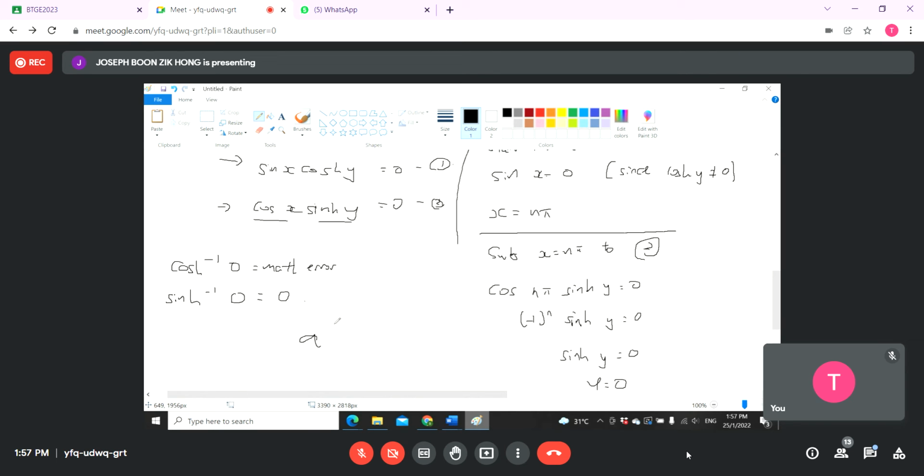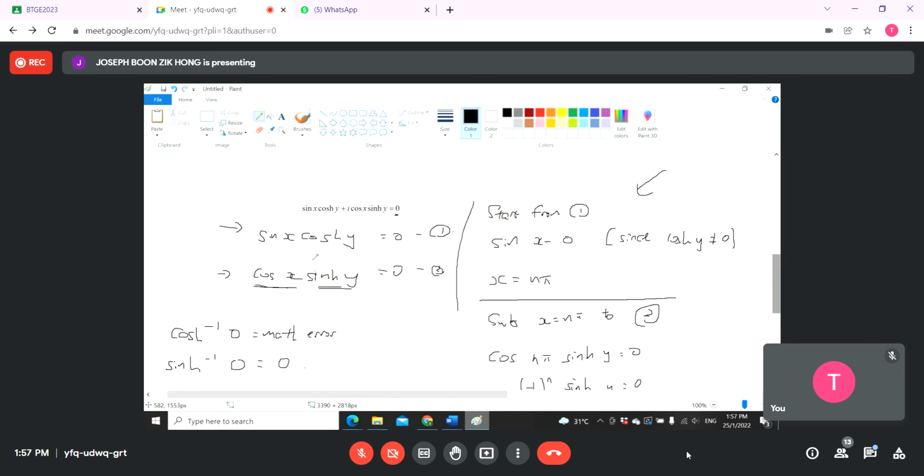AB equal to 0 means either A is 0, B is 0, or both are 0. So I don't know which case it is. I cannot start with 2 because I don't know whether this is 0 or this is 0. So I start with 1, because I know that cos hyperbolic y cannot be 0. Only sine x can be 0. So I can decide that this one must be 0, and hence I know that x is n pi.